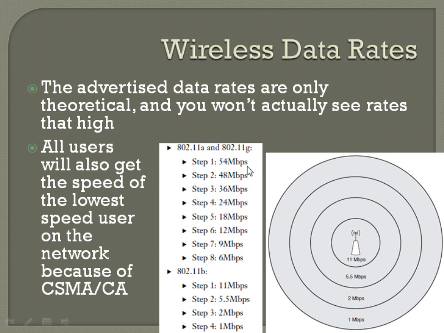And the other thing to note is that if you have multiple users connected to an access point, all users are going to get the speed of the lowest speed user on the network because of the nature of CSMA/CA, collision avoidance. So if you've got most of your users hanging out over here real close by, but you've got a single user way back here that's only going to get 1 megabit per second because he's so far away and there's stuff and furniture in the way, all these other users over here are also going to get that low speed of 1 megabit per second.